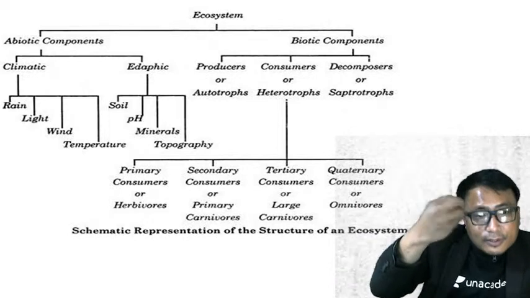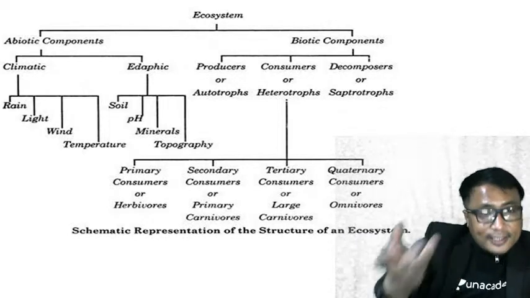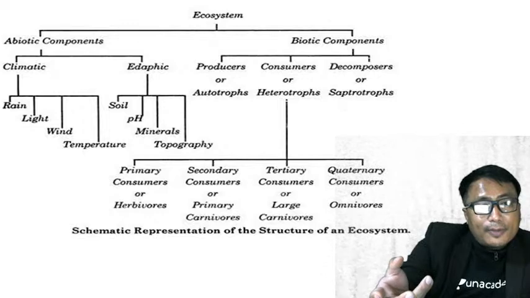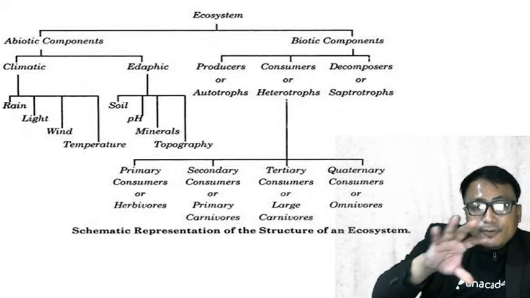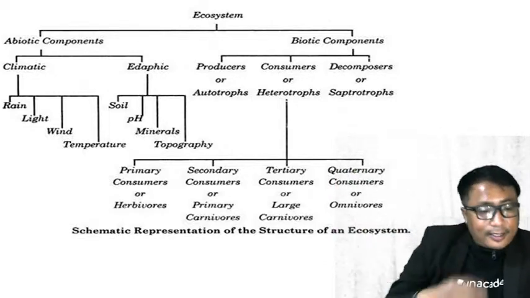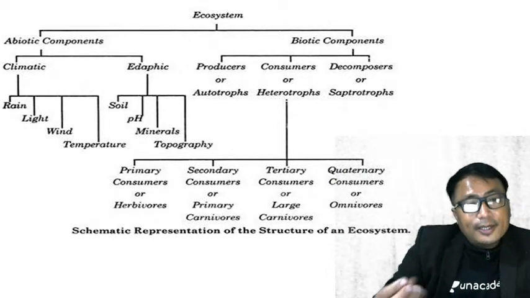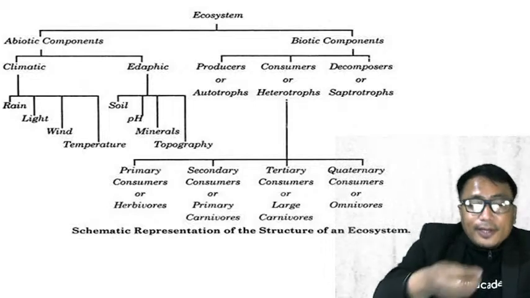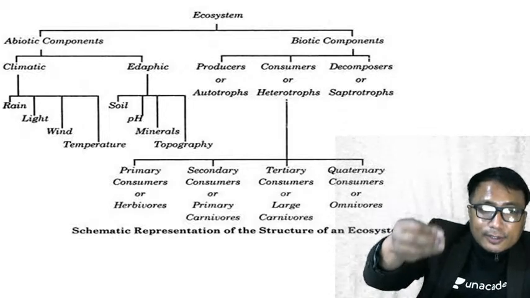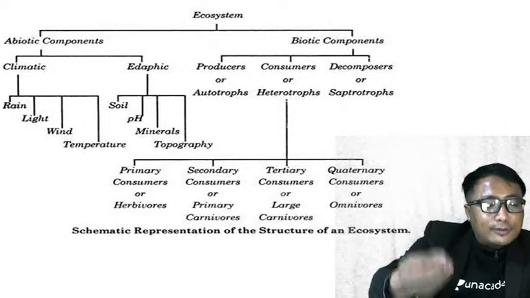What is the sun's insolation, light conditions? Because over the earth's surface, if you go from one region to the other, the rainfall varies, the sun's insolation varies, the wind direction varies. Now, as far as our ecology, ecosystem is concerned, this wind is also important.